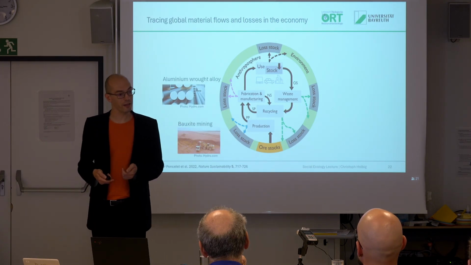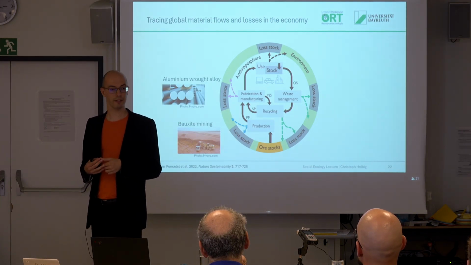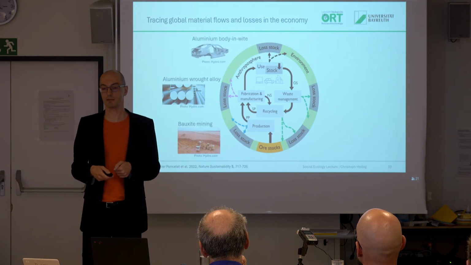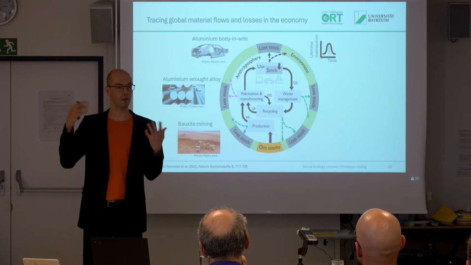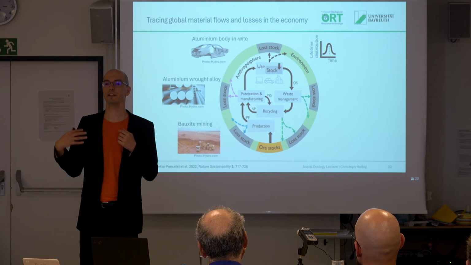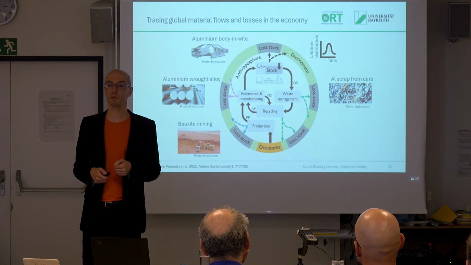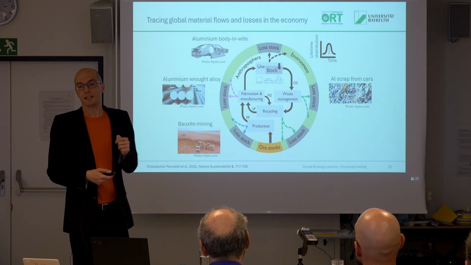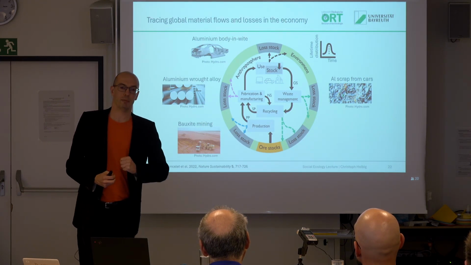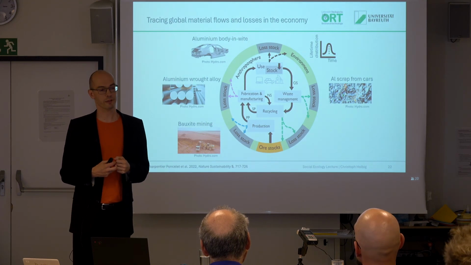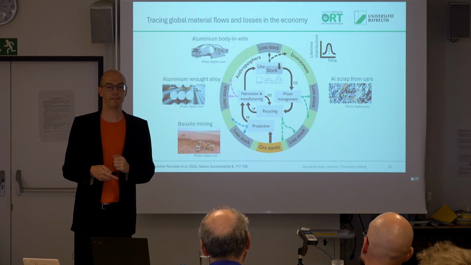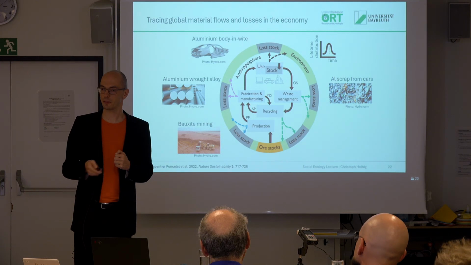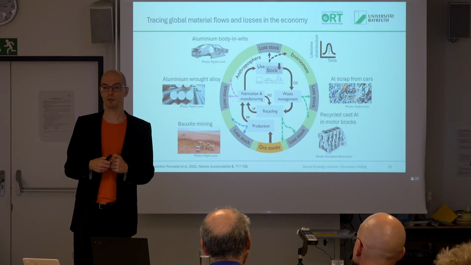This aluminum rod alloy might become a body in white for a car, and this car is used for a while, hopefully for a long time, hopefully very intensively. But at some point, it will become scrap. Now, the issue with aluminum is you can't get rid of alloying elements. So therefore, very often, after some time, this actually becomes a motor block.